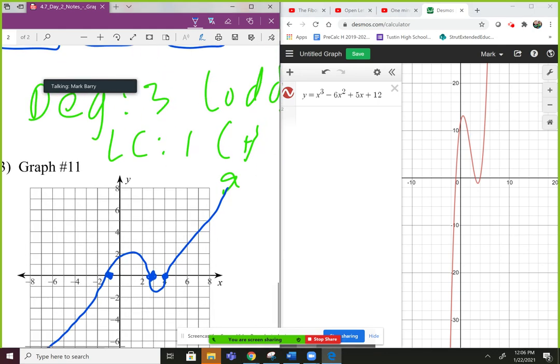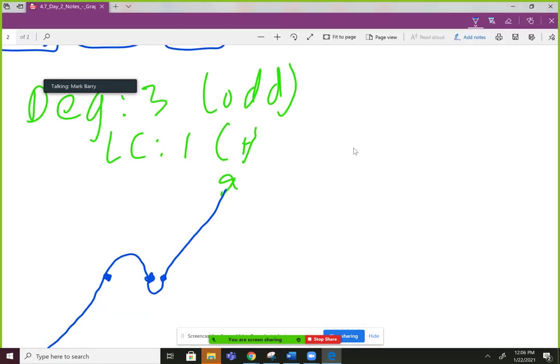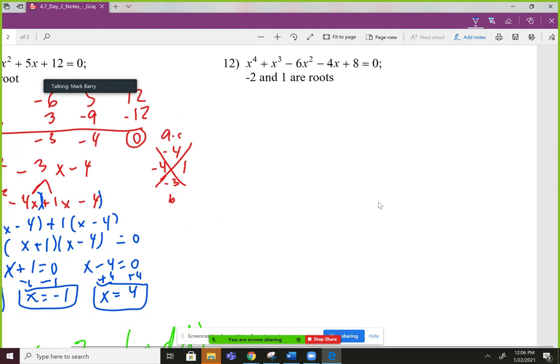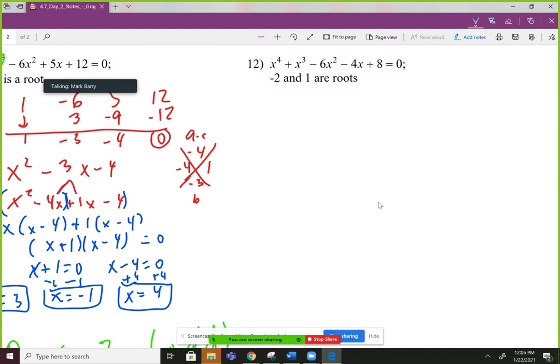All right, let's do another one of those. Let me get my full screen back here. All right, let's do number 12. It's going to be a little more challenging, but stick with me here. So this one, they gave us 2 roots. So when they do that, we're going to start off the same. We're just going to do the first one, put it in the cupboard.